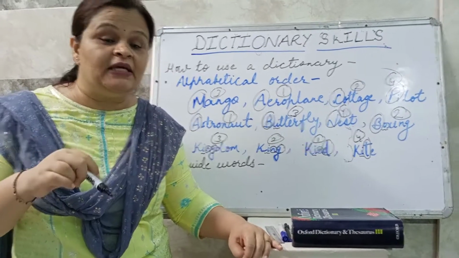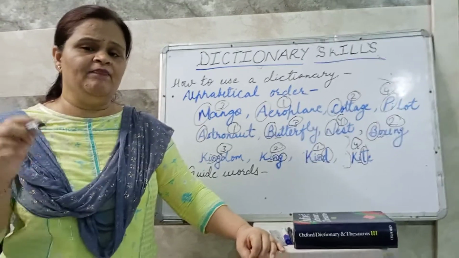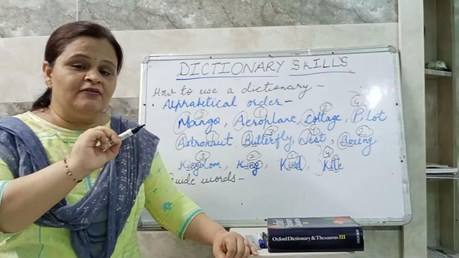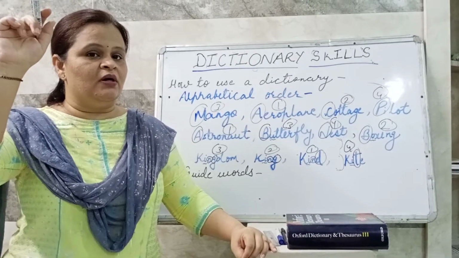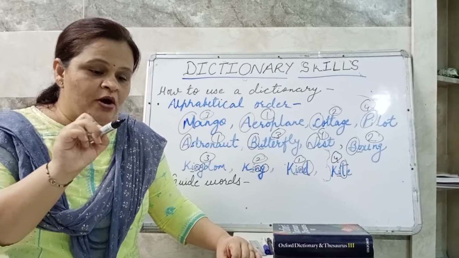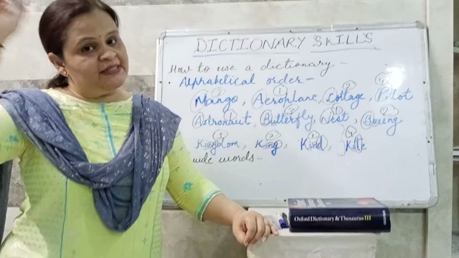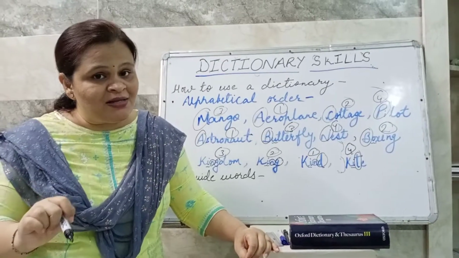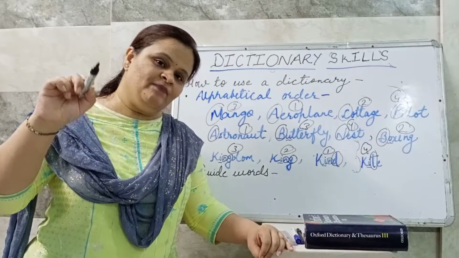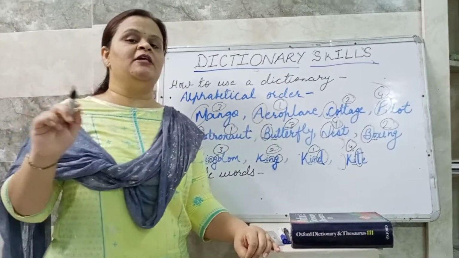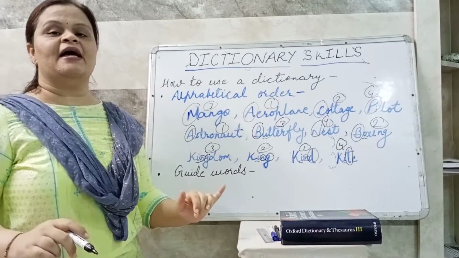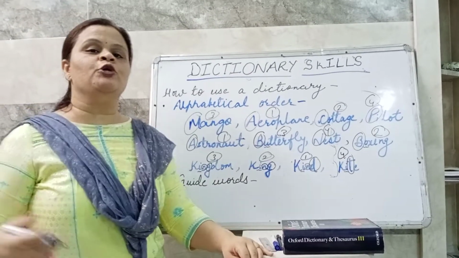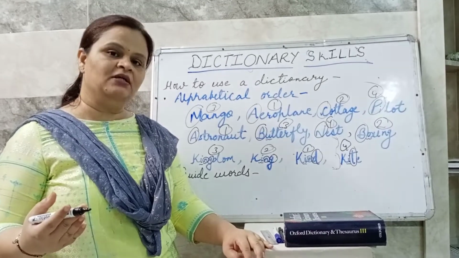If you look carefully, the first guide word is the first word of that page, and the second guide word is the last word of that particular page. So children, please keep in your mind the alphabetical order and guide words. Now I'll show you practically while using the dictionary.